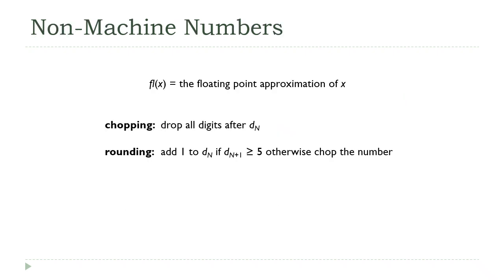So what about the non-machine numbers? Well, if a number doesn't fit perfectly into our normalized format, then it has to be approximated somehow. And the notation we're going to use for this approximation of the number is FL of x, right? FL as in floating point. So there are two methods for achieving this approximation, both of which I'm sure are familiar to you.